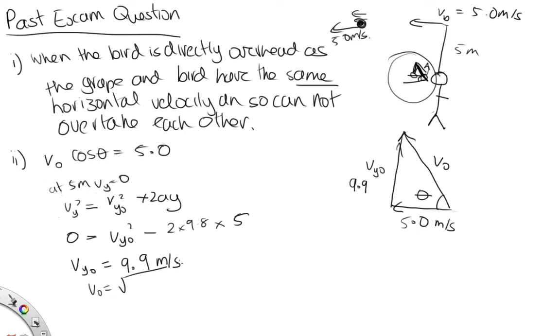So this one here is 9.9 meters per second, and this one's 5, so for V0 we can use Pythagoras to solve: 9.9 squared plus 5 squared, which gives us 11.1, which is just 11 meters per second. And then substituting in here, we've got cos theta is equal to 5 over 11. So theta is equal to 63 degrees.